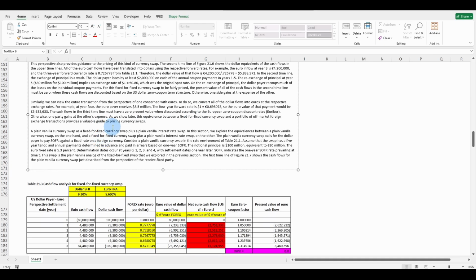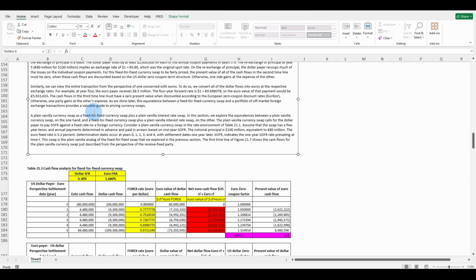As we show later, this equivalence between a fixed for fixed currency swap and a portfolio of off-market foreign exchange transactions provides a valuable guide to pricing currency swaps. A plain vanilla currency swap is a fixed for fixed currency swap plus a plain vanilla interest rate swap.